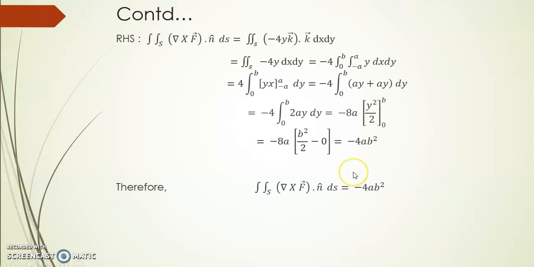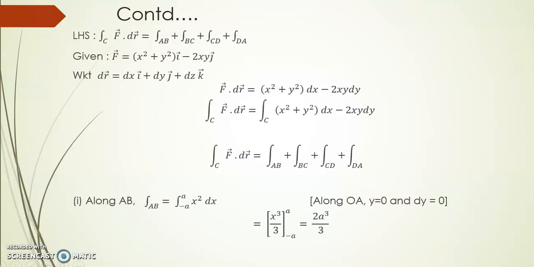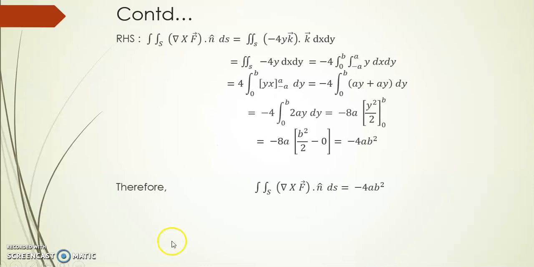Now we have the RHS to be completed. RHS equation: double integral over S of del cross F vector dot n cap ds. You already calculated del cross F, which is minus 4y k vector, and n cap is nothing but k vector. How is this n cap the k vector here? Because the rectangle is in the xy plane. For any surface in the xy plane, the outward drawn normal vector will definitely be in the direction of the z axis. So it's going to be k vector.